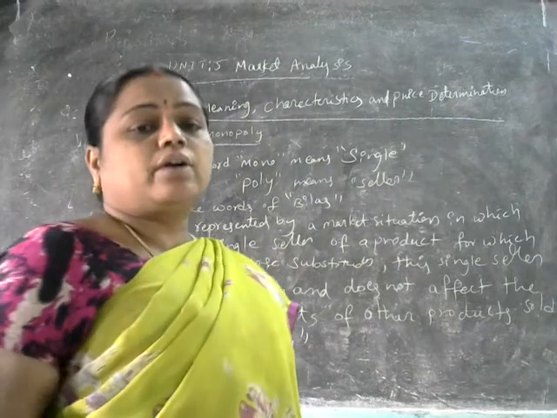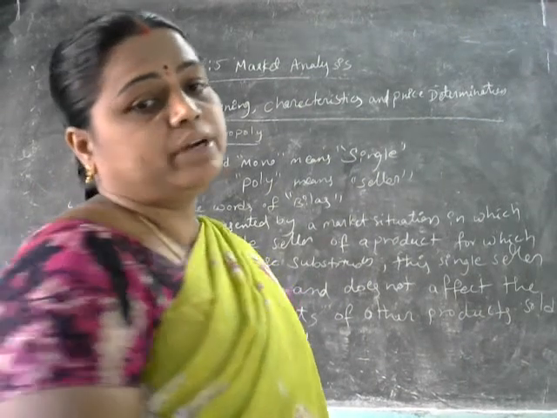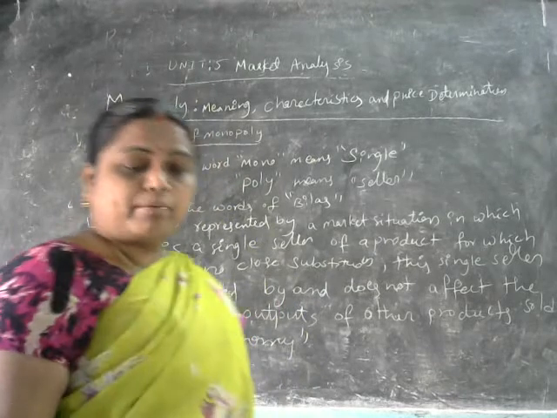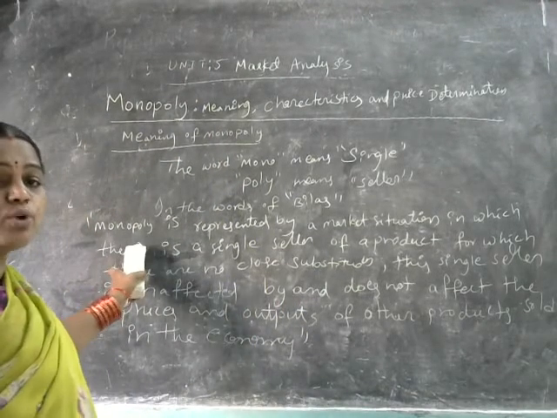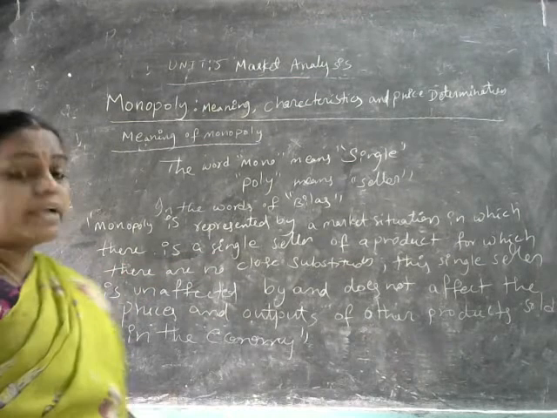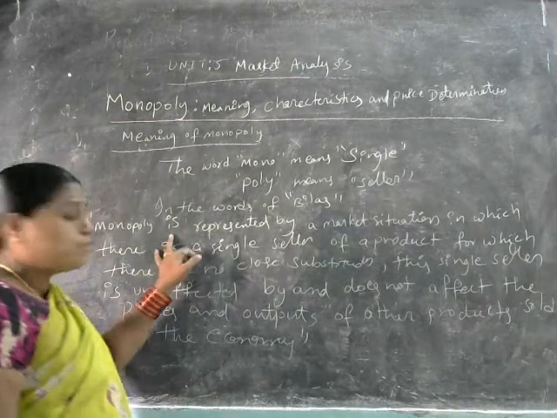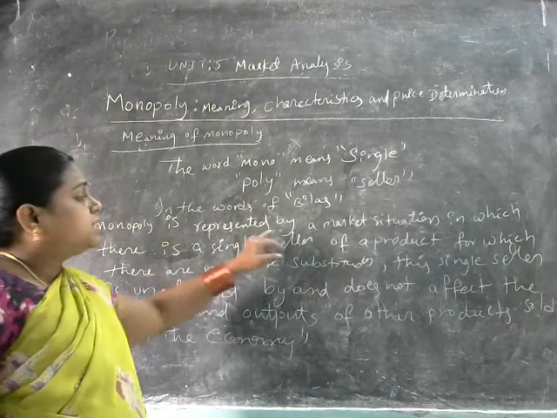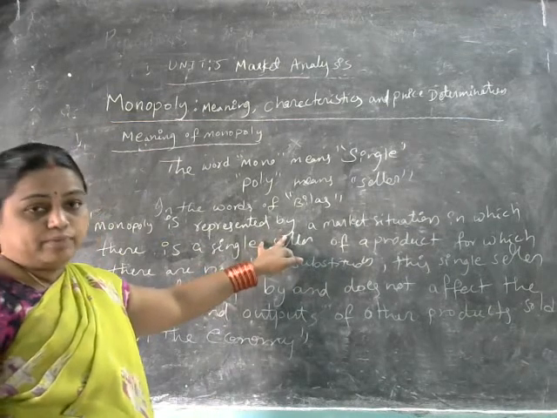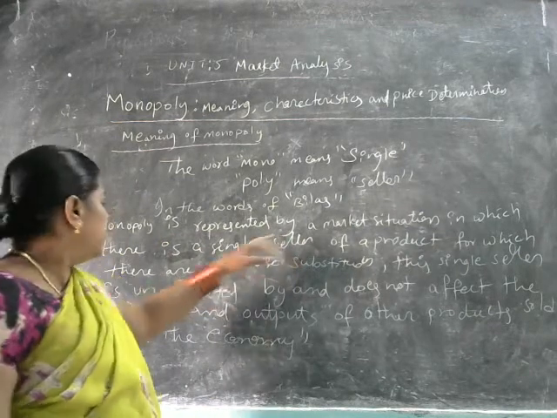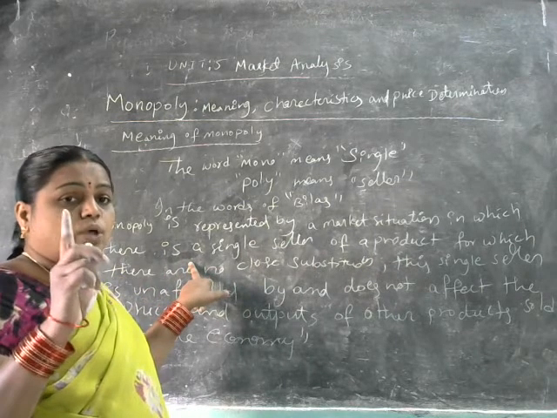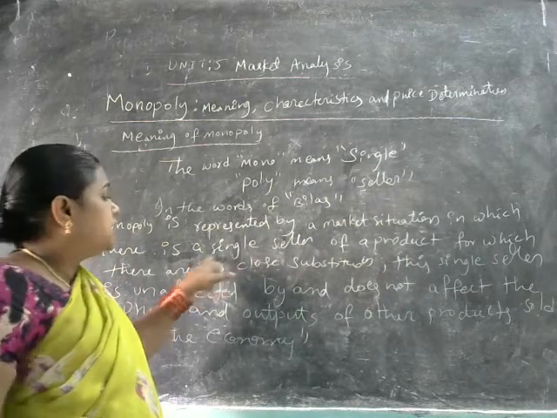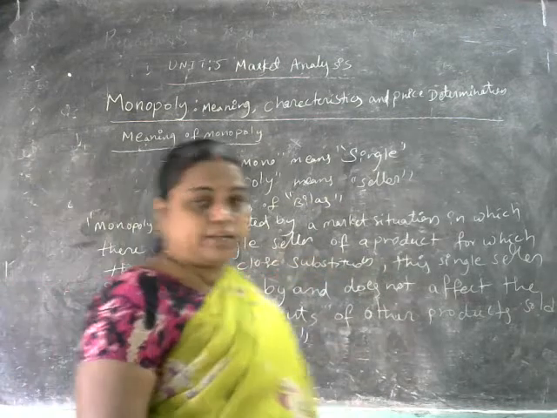So here, according to the Bylas, what actually had been defined as the monopoly market? Monopoly market is represented by a market situation. It is one of the market situations in which there is a single seller of a product.